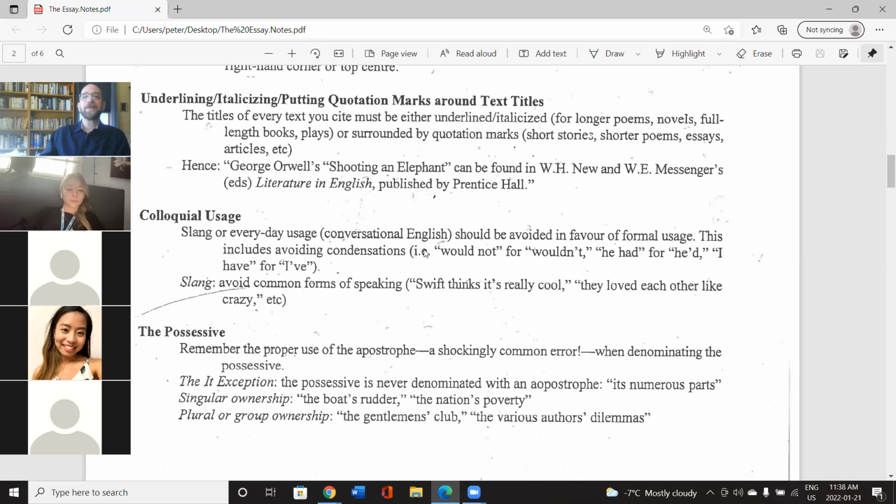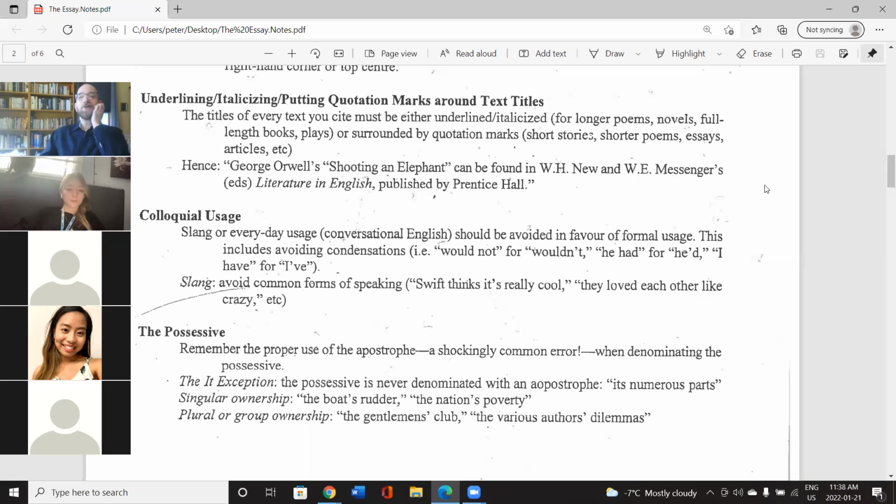Soraya, excuse me. So George Orwell's "Shooting an Elephant," that's correct. Short story, quotation marks, can be found in W.H. New and W.E. Messenger, editors of this particular volume, Literature in English. That is italicized. The text is italicized. The short story contained in it is in quotation marks.